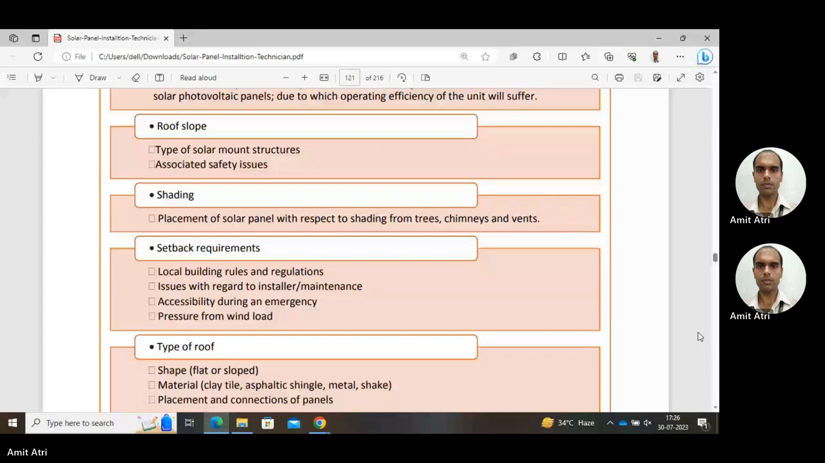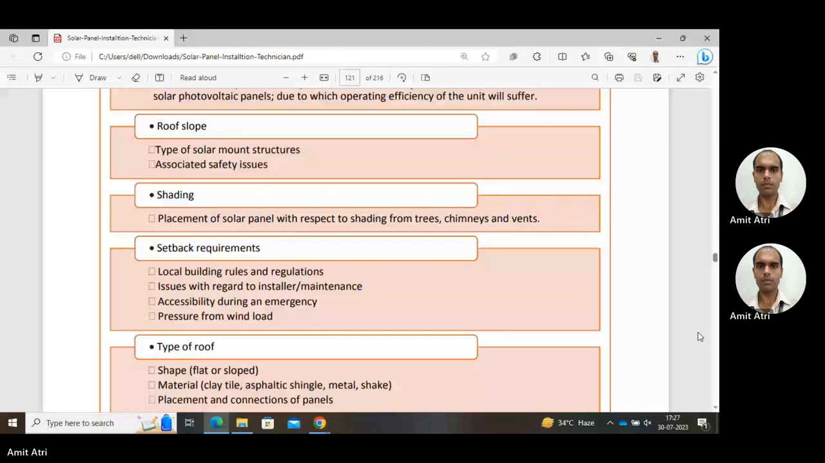Then issues with regard to installation and maintenance. Both we have to consider. We have discussed them in our previous unit as well. Then accessibility during an emergency. Is it accessible during an emergency situation?